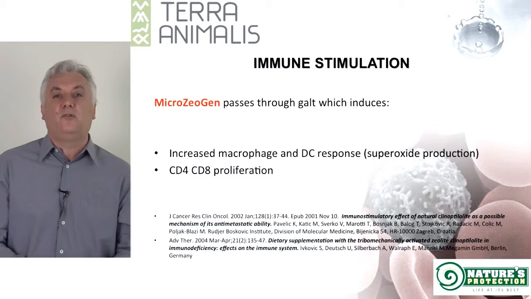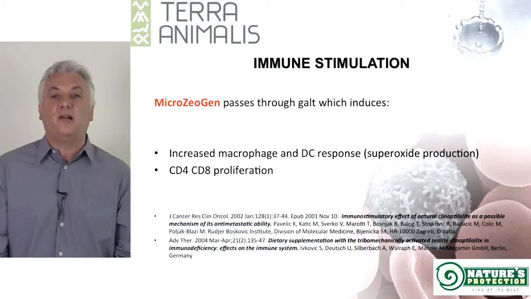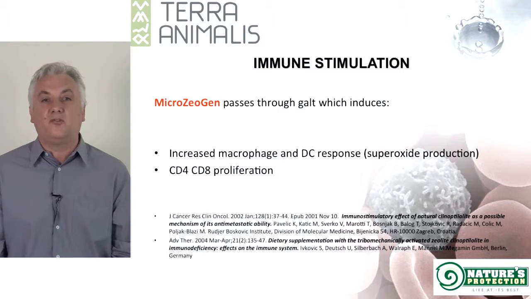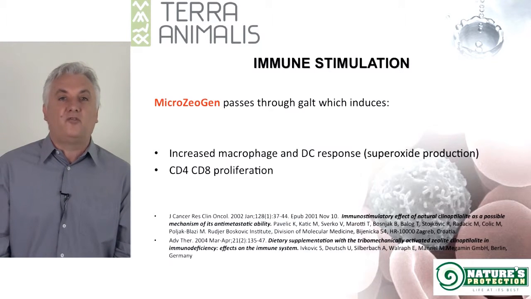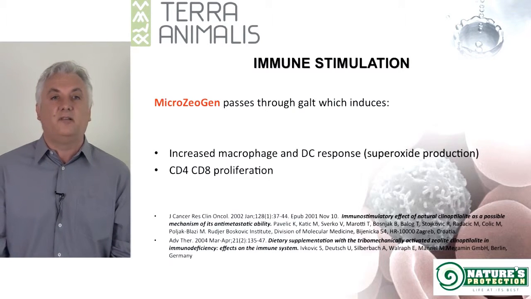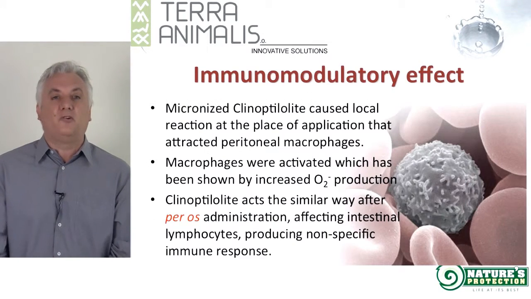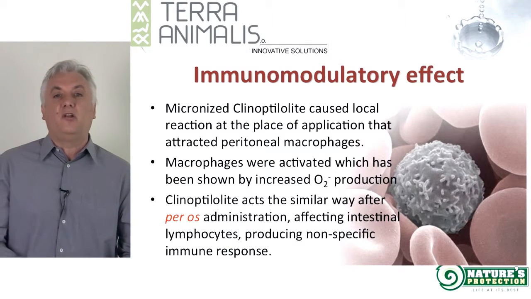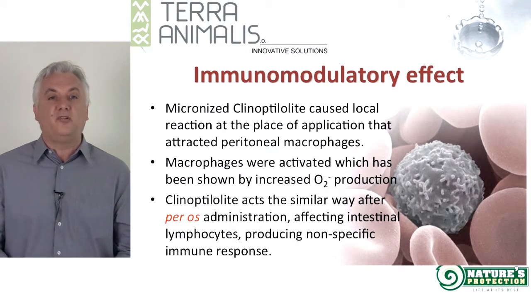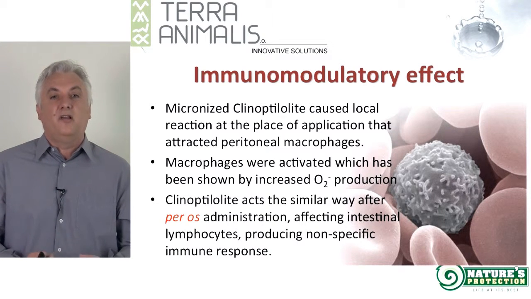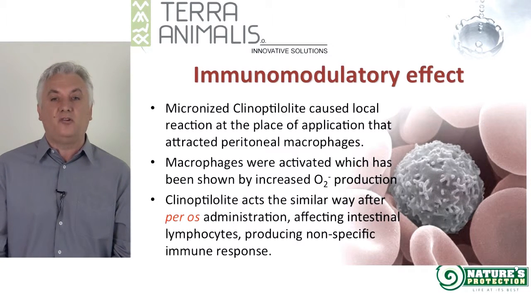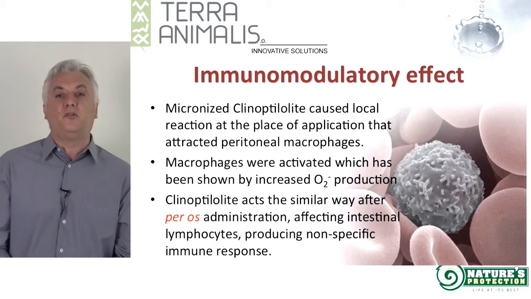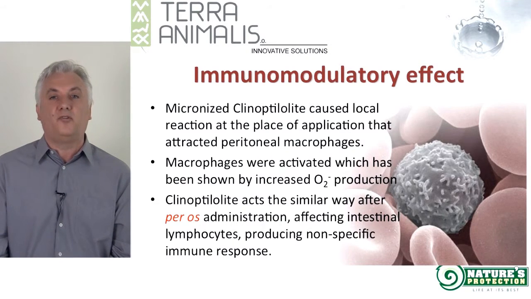MicroZeoGen passes through the GALT, which induces an increased macrophage and dendritic cell response, so superoxide production, and CD4 and CD8 proliferation. So MicroZeoGen is also a very potent antioxidant. What are the immunomodulatory effects? Micronized clinoptilolite causes a local reaction at the place of application that attracts peritoneal macrophages. It acts similarly after per os administration, affecting intestinal lymphocytes and producing a non-specific immune response.